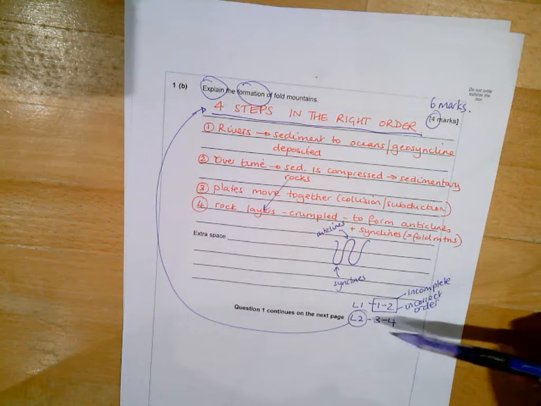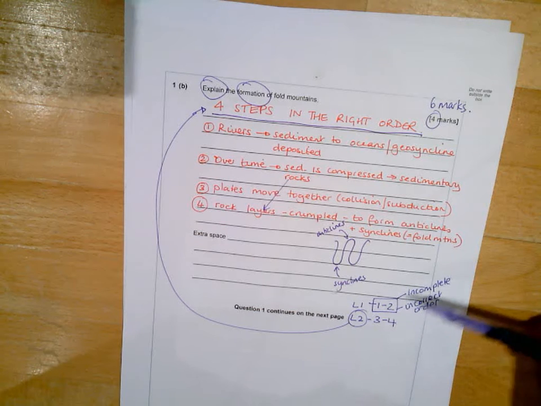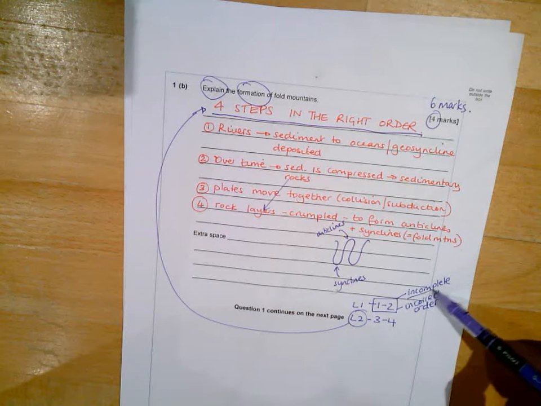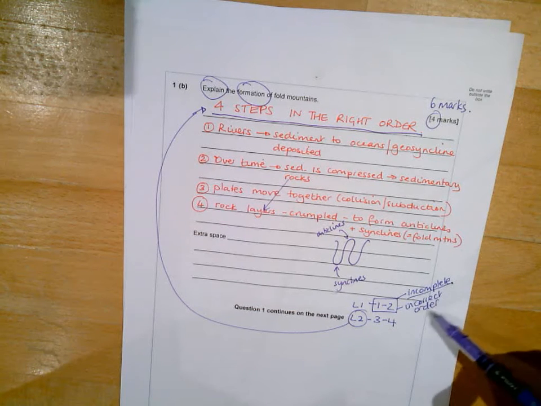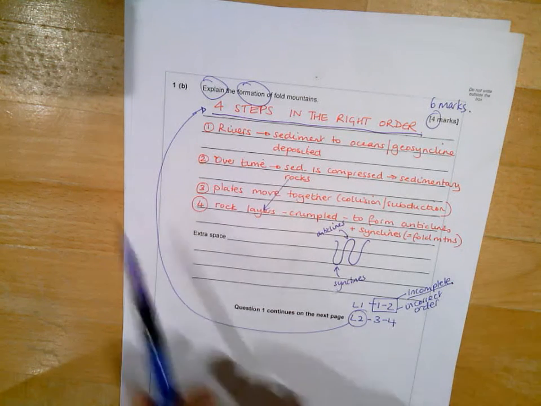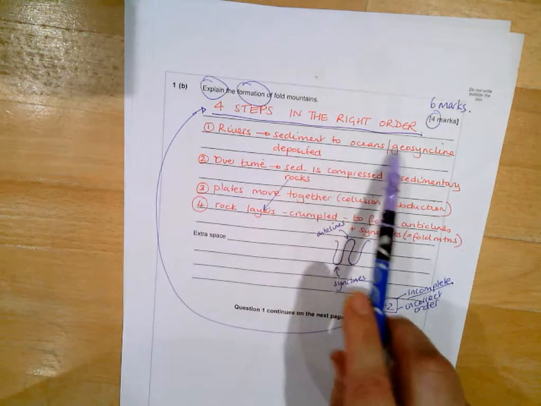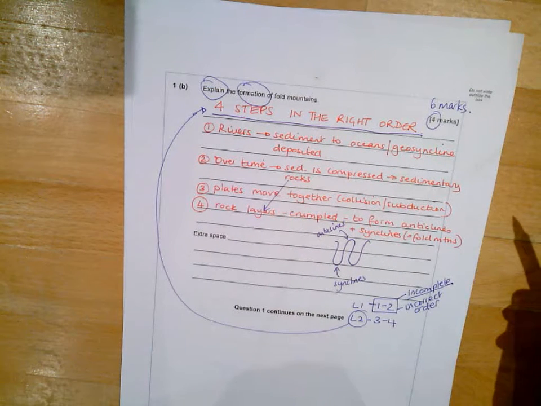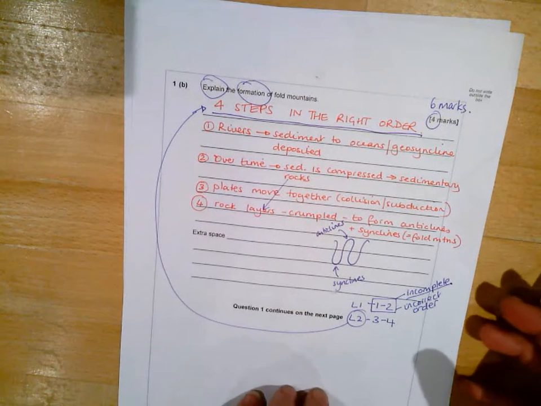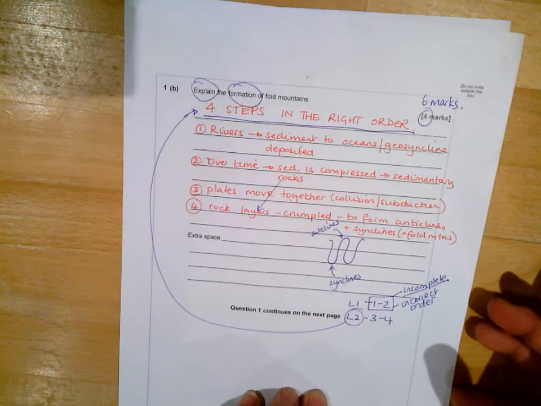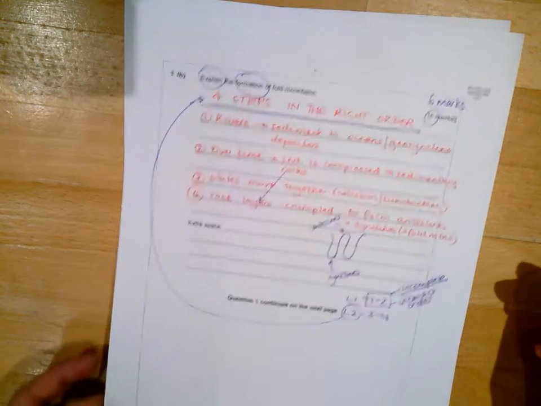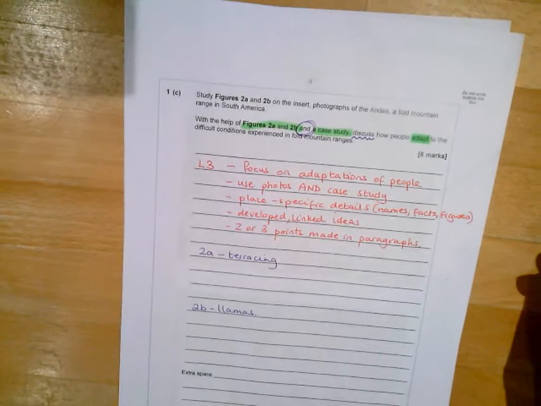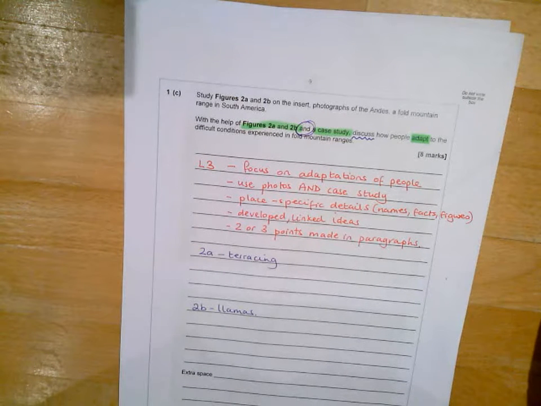So how did the marking go for that? Well, if you got level 1, your process was either incomplete or in the incorrect order. As I said, level 2, 4 steps in the right order. And this is true for any formation question, for rivers, for tectonics, anything. 4 steps in the right order.